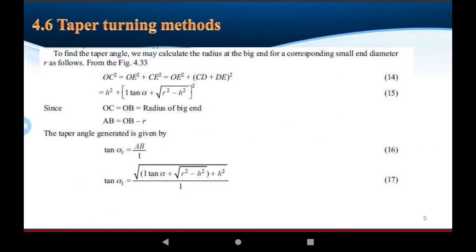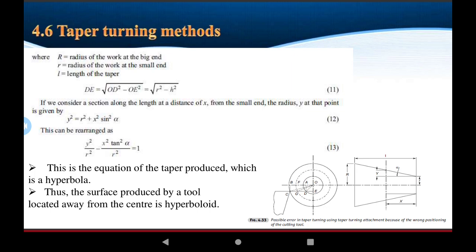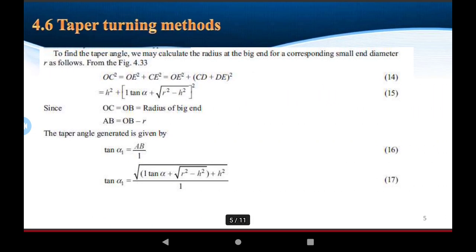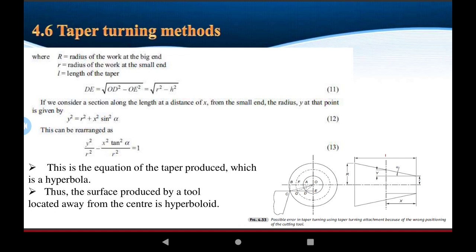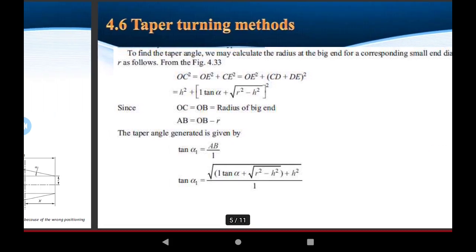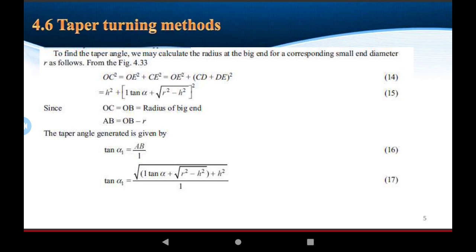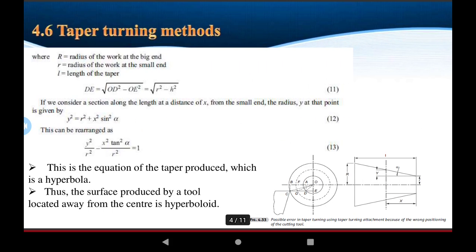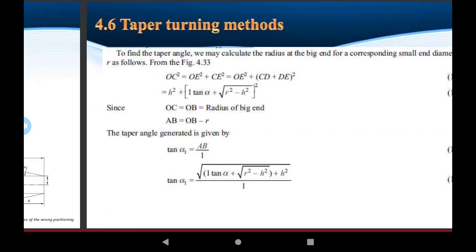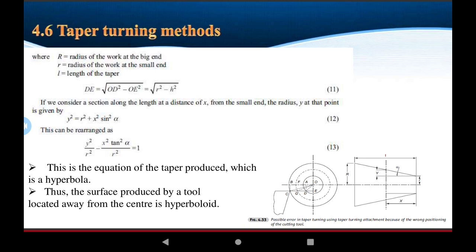The taper is also present. Find the value of the taper angle, and calculate the capital radius upon small radius as shown in the figure. OC square equals OE square plus CE square, plus the total value of CD plus DE, that is CD plus OE, and DE, the CD plus DE whole square.